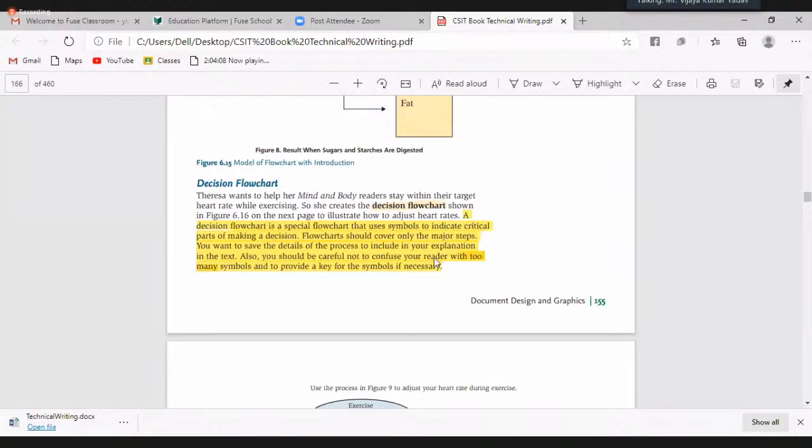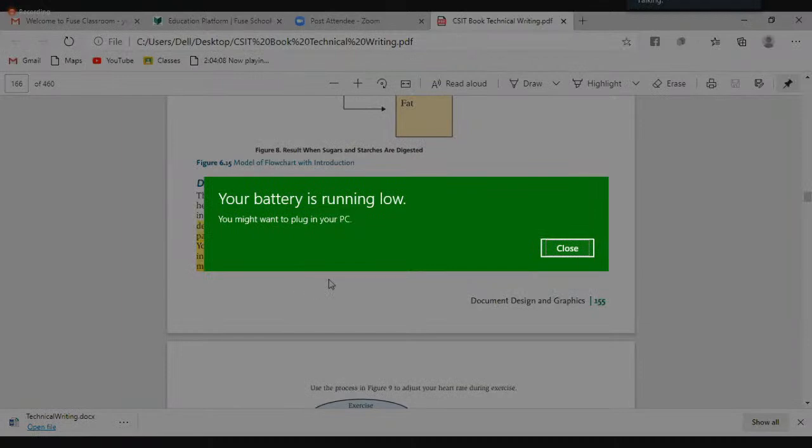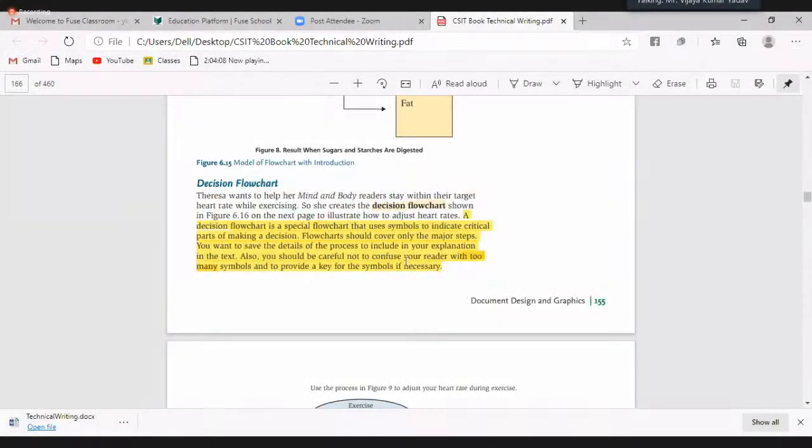So flow charts should cover only the major steps. You want to save the details of the process to include explanation in the text. Also, you should be careful not to confuse your readers with too many symbols, and to provide a key for the symbols if necessary. That is, in a decision flow chart we use symbols, but we should not overuse the symbols, because if we overuse them, the readers may get confused. So by using necessary, appropriate symbols, we can help the readers to understand that.